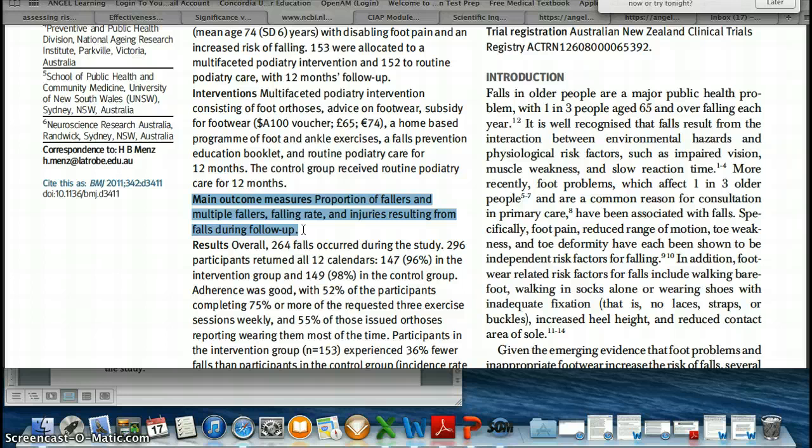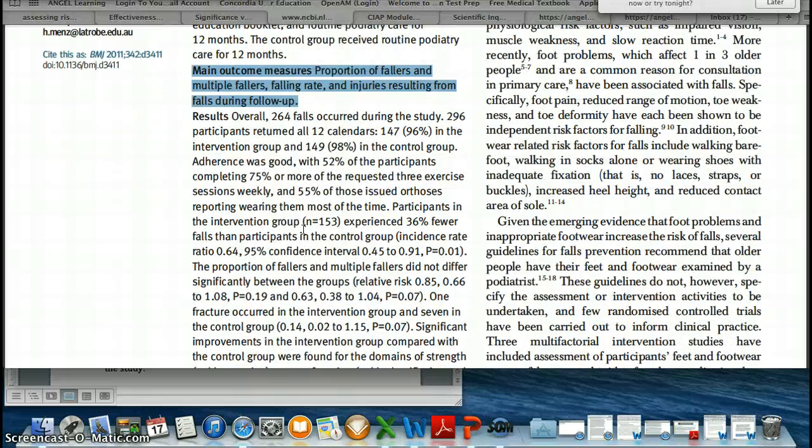Mean number of falls per participant, the number experiencing 1 or more falls, and the number experiencing 2 or more falls. So that's what we're looking at. So you'll find that in the abstract. Like I said, you'll find a lot of information there, but detailed information will be within the paper.